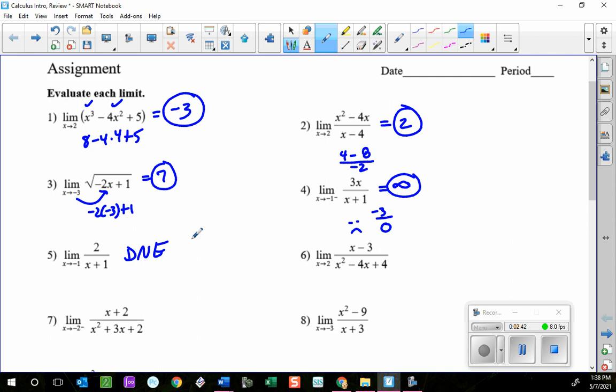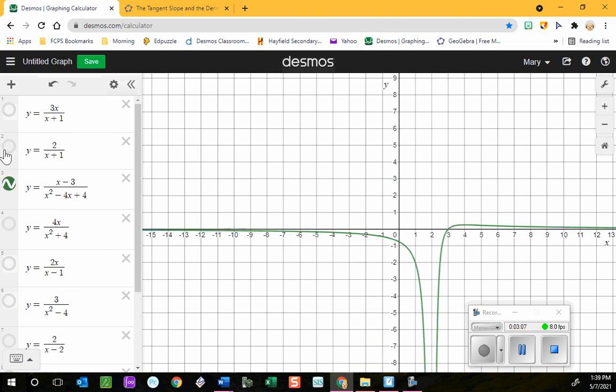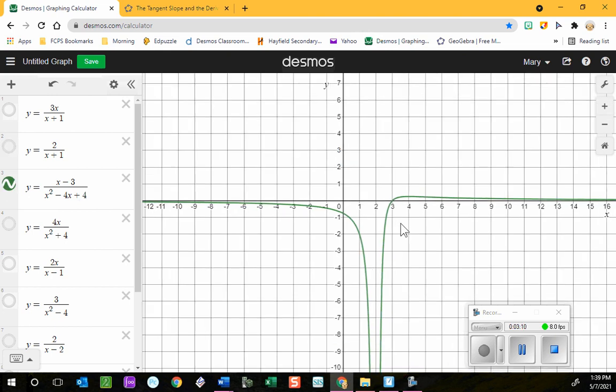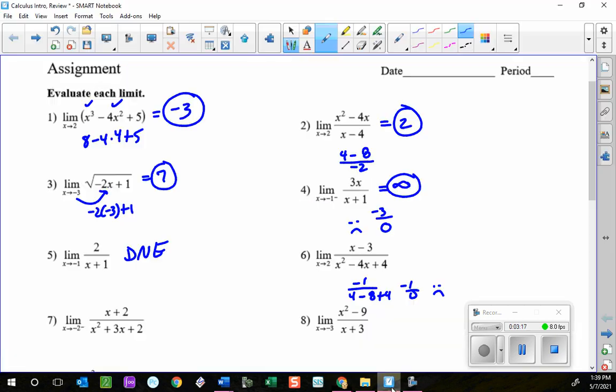Number 6, when I try to plug in 2, let's try that first of all. So I get 2 minus 3 is -1. On the bottom, I get 4 minus 4 times 2 is 8 plus 4. So actually, I get -1 over 0. So again, can't really look at that. So I'm going to go ahead and look at the graph. So here's that picture. Okay, so I'm approaching 2. Now, these are going to -infinity, but they both agree. So as I approach 2, both sides of the graph go to -infinity, so I can say -infinity.